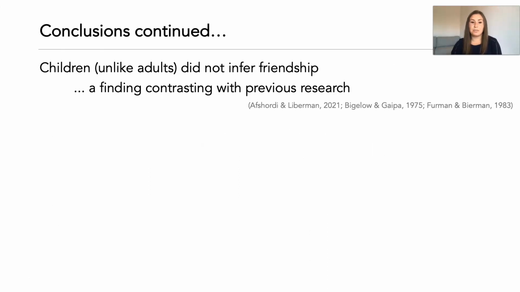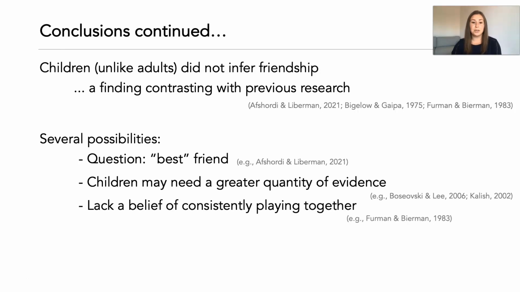As I noted, we found one interesting developmental difference, which is that children, unlike adults, did not infer that 2 people with conceptually similar artifacts were best friends, despite inferring that they had shared interests. This contrasts with previous research showing that children believe that shared preferences are one of the most important characteristics of friendships. It's possible that children didn't infer friendship in our study for a few reasons. The first could be due to the question itself. So we asked children to identify the best friend, a type of friendship for which additional evidence may be required.